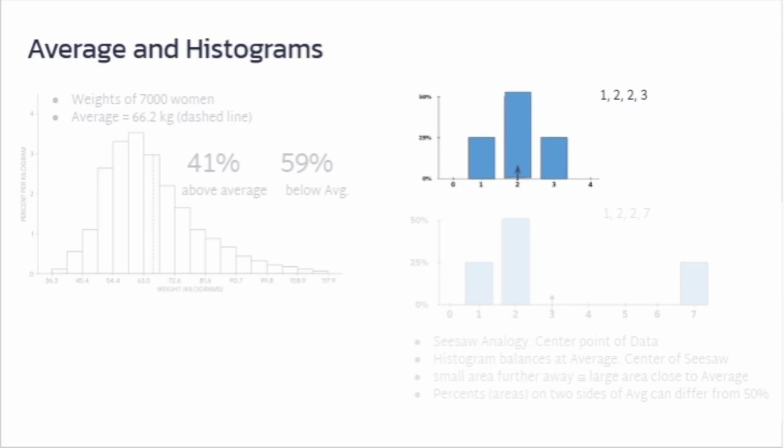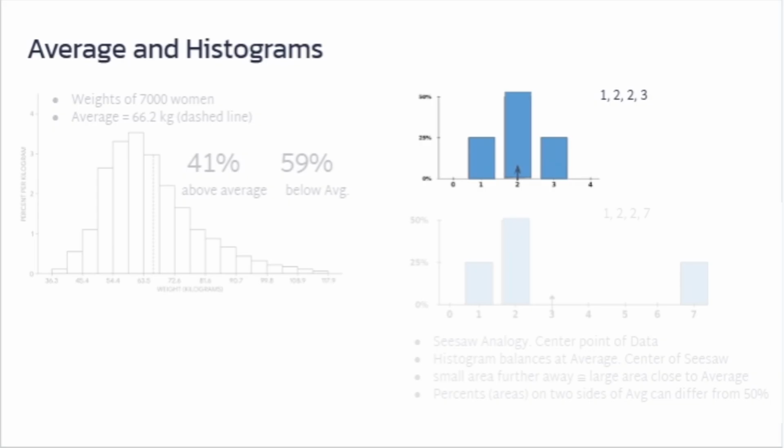Then you have your 2s, which are making 50% of your numbers. Okay, you have 4 numbers in total, 2 of them are 2, and then you have 3, which is only 1 number, and it makes 25% of your data.